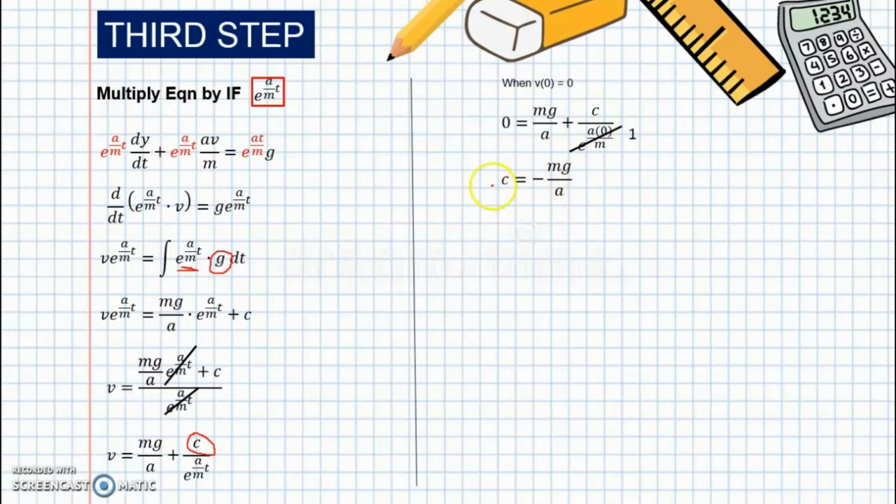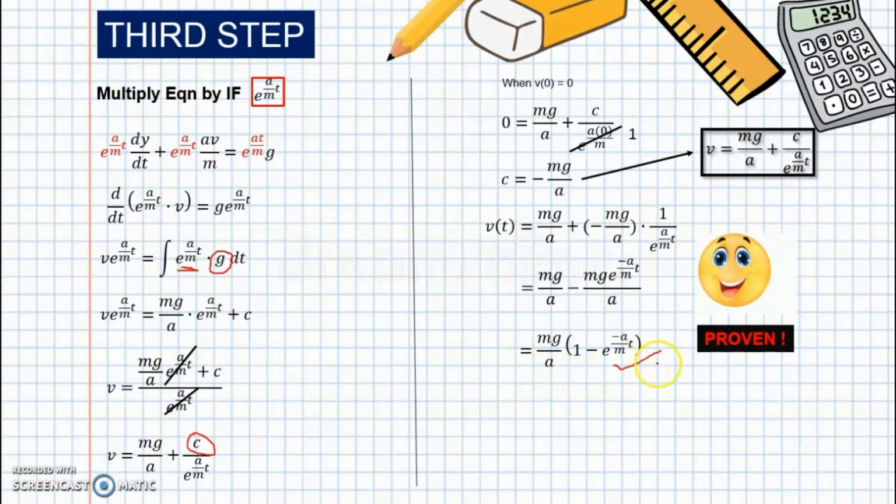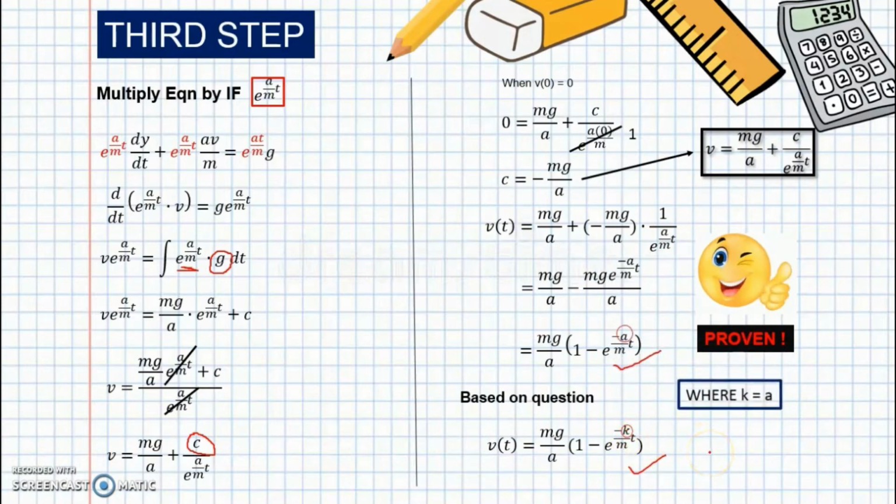After that, we need to substitute this equation, and then we need to take out mg over A to simplify the equation. We will get this one. Actually from the equation, we can see there's a difference between this equation, where there are k, constant A, and constant k, which is actually the same. A is equal to k or k is equal to A.